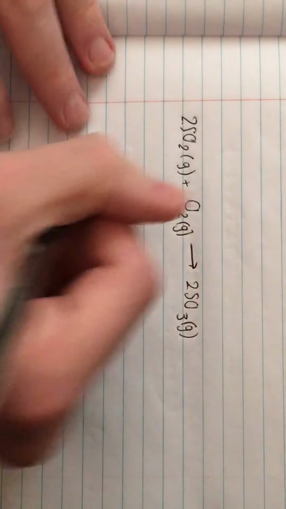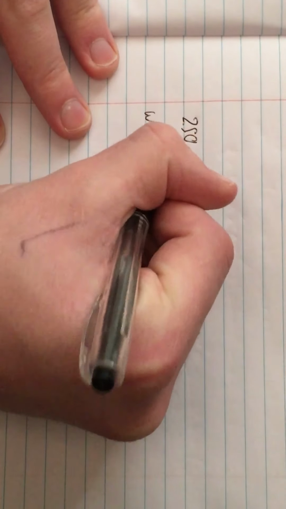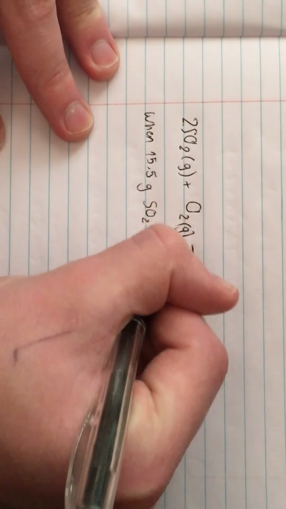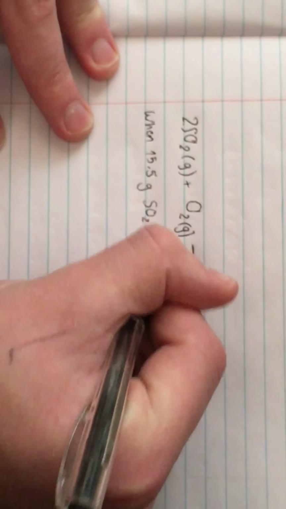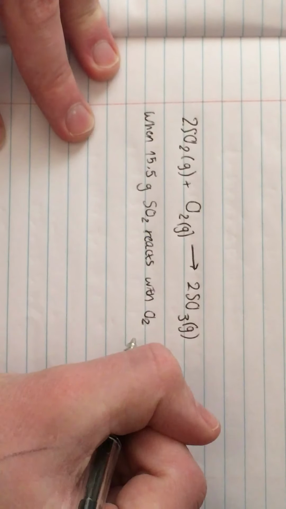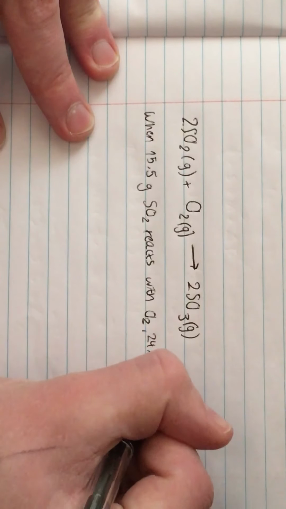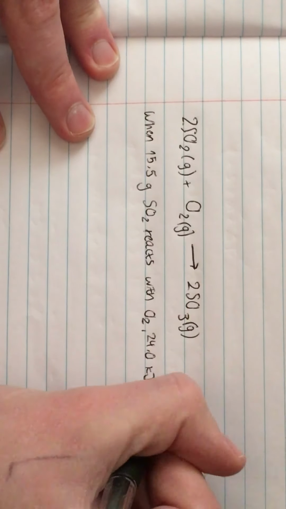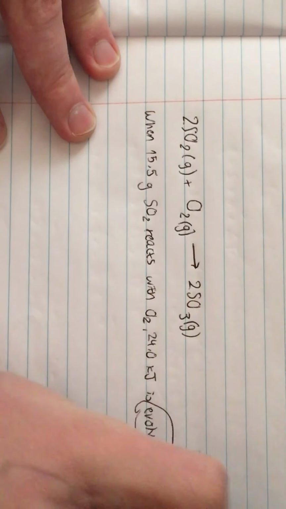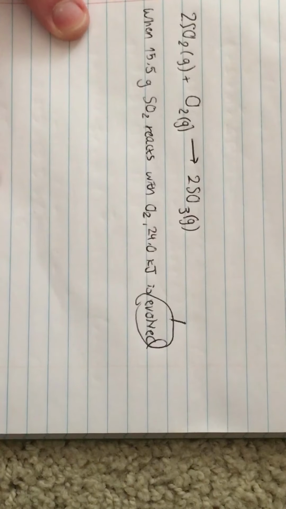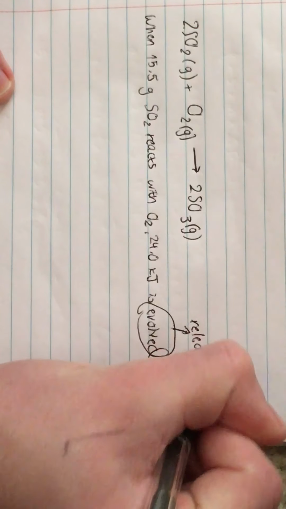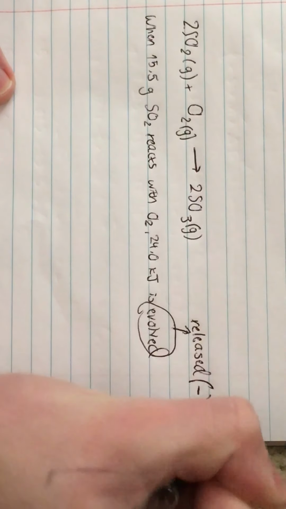And then it tells me when 15.5 grams of sulfur dioxide reacts with oxygen, 24 kilojoules is evolved. Now we know from before that evolved means released, right? So that means it's negative. So we're going to remember that in just a little bit.